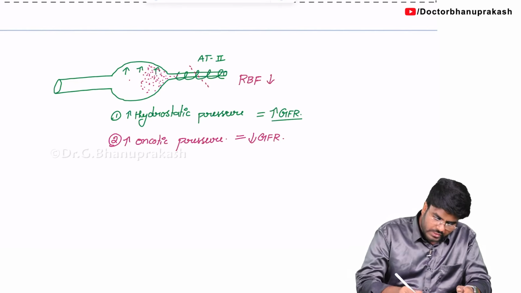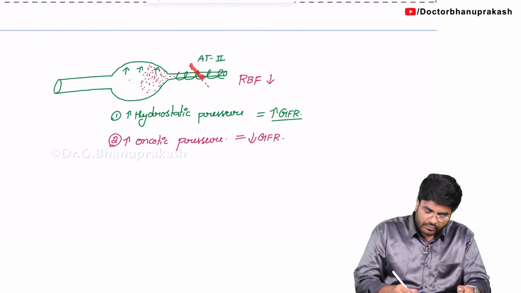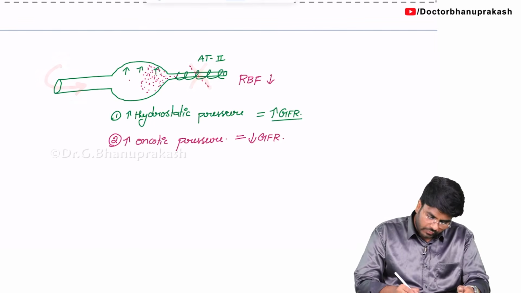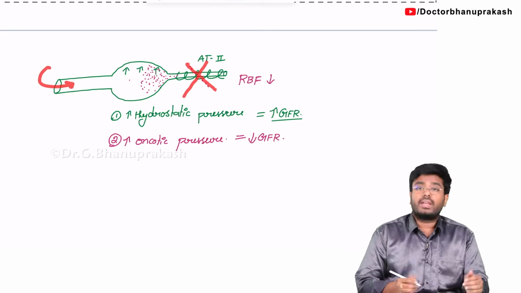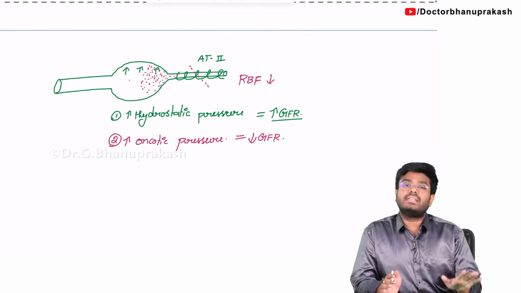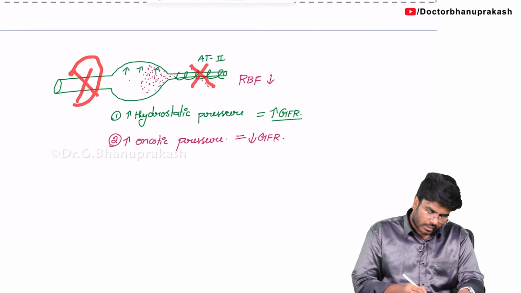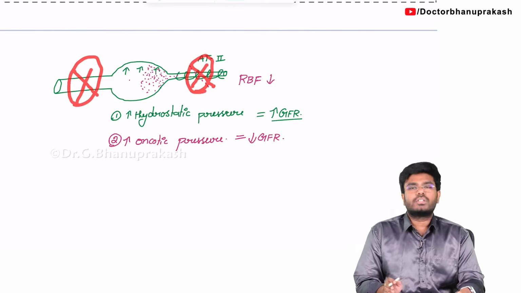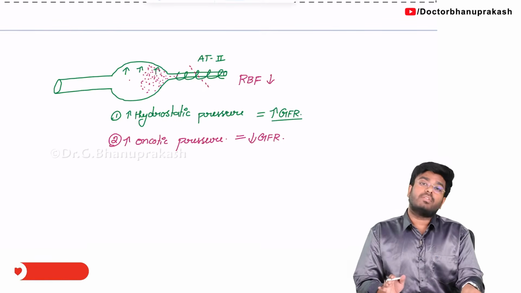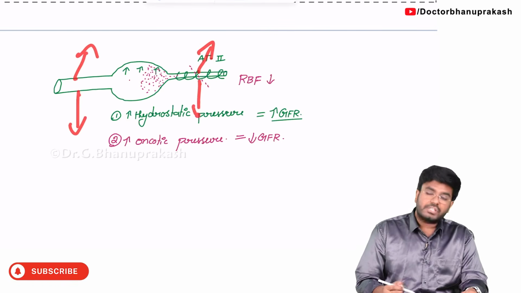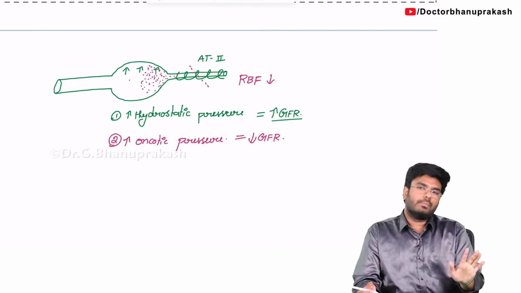Decreases. What students usually think is, sir, efferent is constricted, so there won't be any problem with the renal blood flow. No, even if you constrict efferent, the amount of blood that is coming to the kidneys will be affected. It doesn't matter whether afferent arteriolar constriction or efferent arteriolar constriction, both will decrease the renal blood flow. Afferent arteriolar dilation, efferent arteriolar dilation, both will increase the renal blood flow.